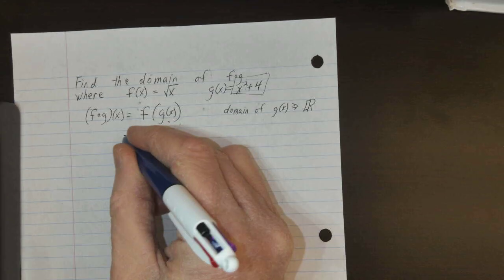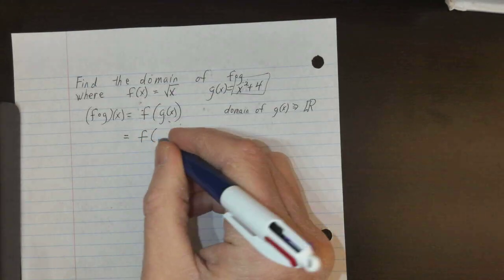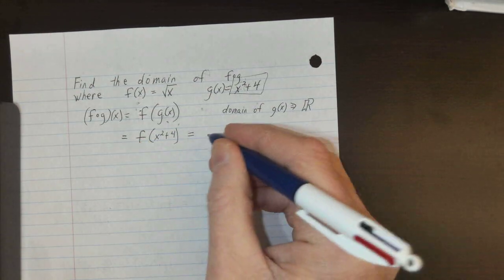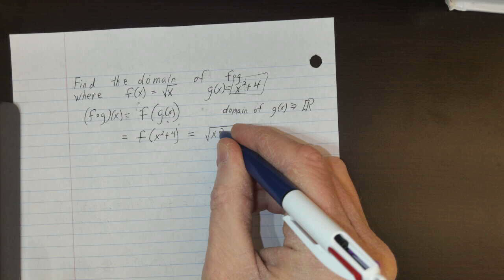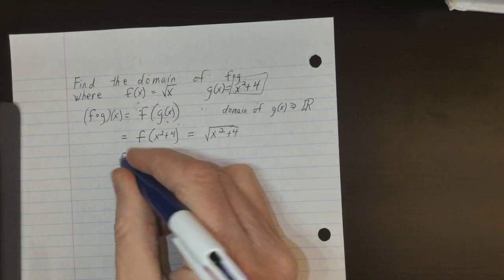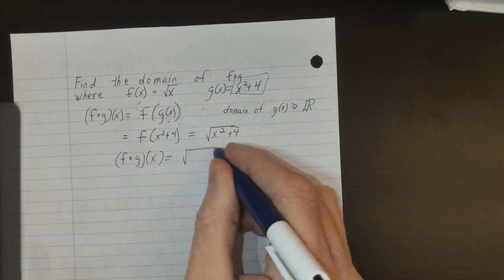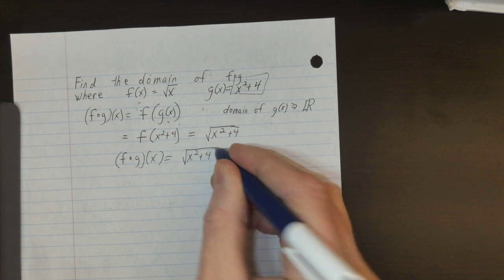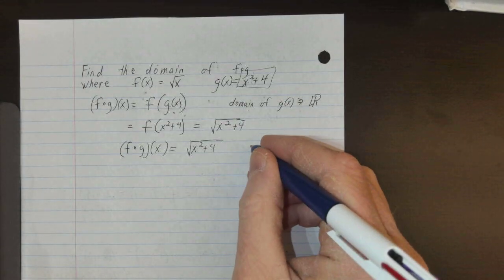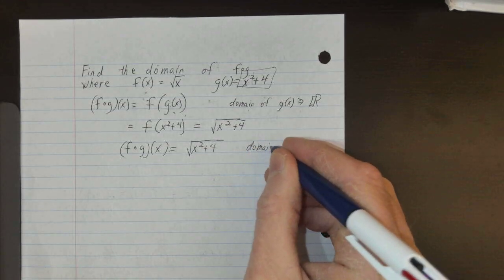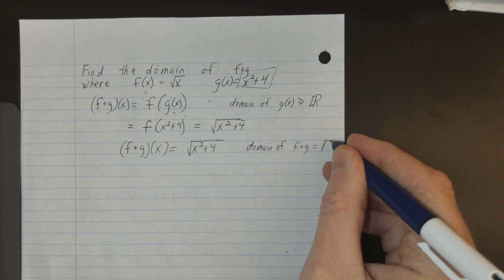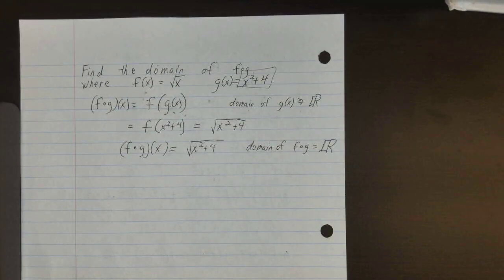So I didn't even figure out what f of g of x is, but that's f of x squared plus 4. The f function says take the square root of, so f circle g of x is the square root of x squared plus 4. Okay, all real numbers is the domain. Okay. All right.